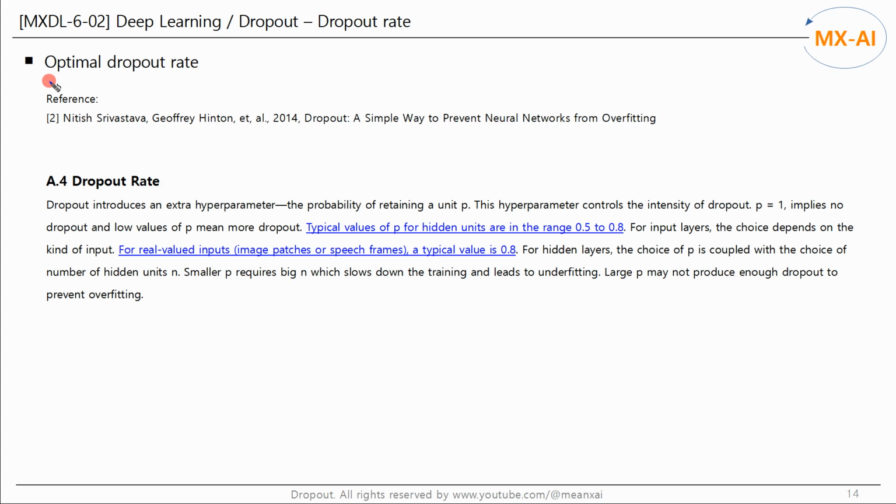Next, let's look at the optimal dropout rate. In this paper, the dropout rate is mentioned as follows. Dropout rate is a hyperparameter. This controls the intensity of dropout. Typical values of P, retention probability for hidden units, are in the range 0.5 to 0.8. Please also note the following.